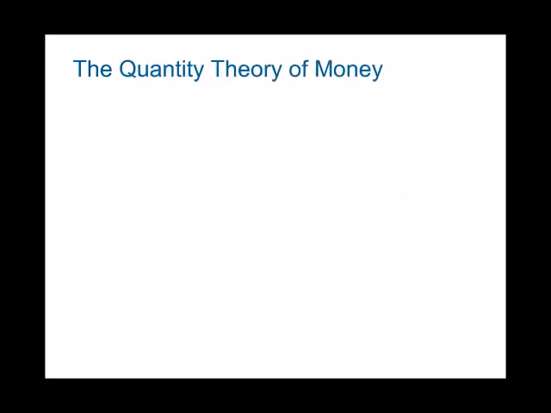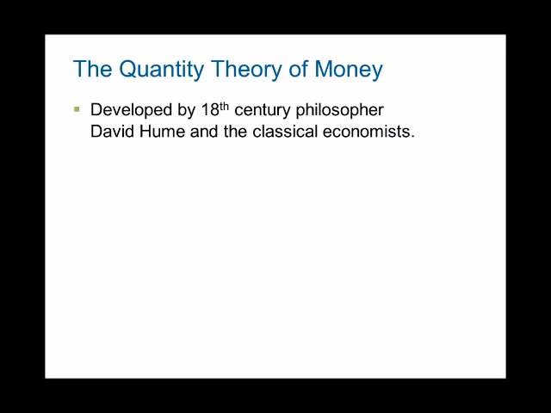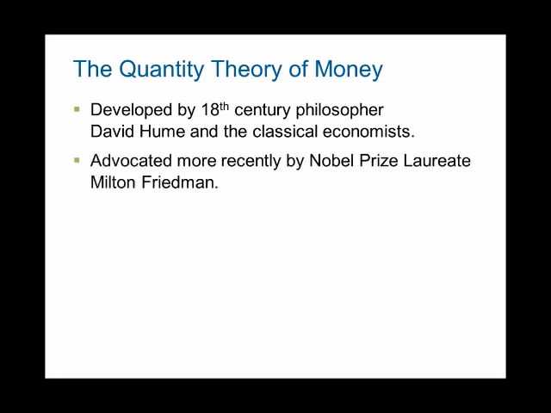So next we come to the quantity theory of money. This was first developed by many different economists actually, but one of the persons who formulated it was David Hume, who lived in, I believe, England in the 18th century. And later it was advocated by Milton Friedman, who was a Nobel Prize winner in economics, and he used to teach at the University of Chicago.